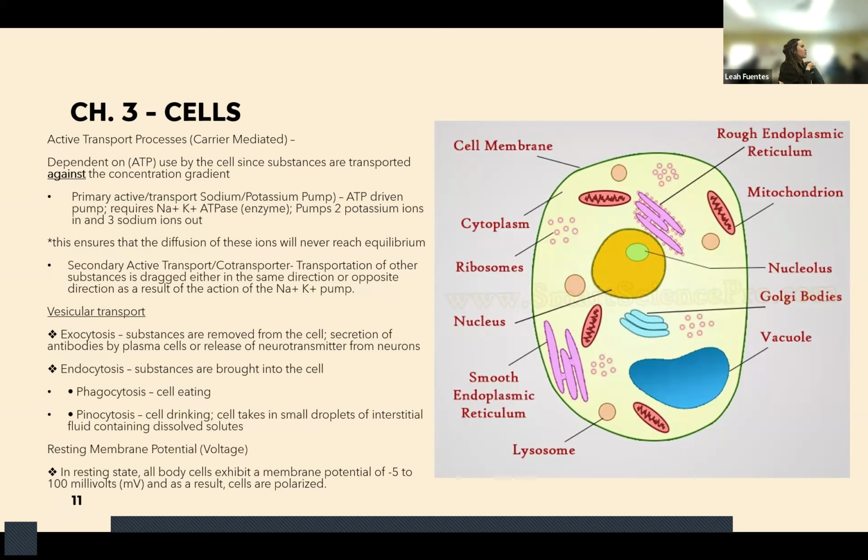Then we have our ribosomes. These are the sites of protein synthesis.